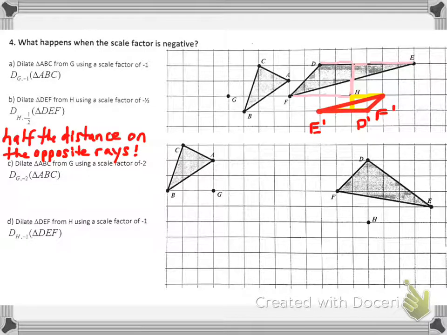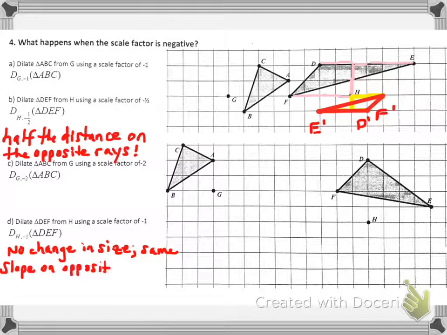Okay, and now for D, I'm going to show you. This is not going to change the shape at all. Remember, a dilation of 1, it really keeps the congruence. So it's the same shape. There's no change in size, but because it's a negative, it's going to go to the opposite side. This is going to be the same thing as just simply rotating the figure 180 degrees about the point H. And so that's what you're going to see here.